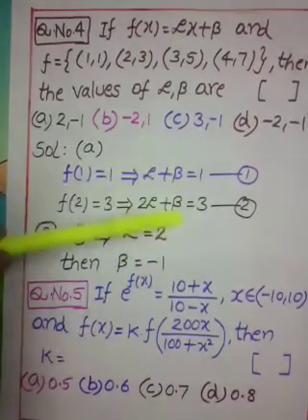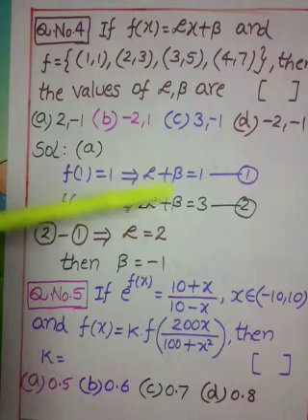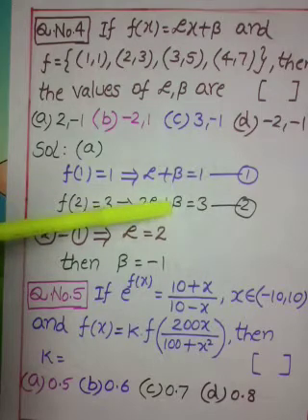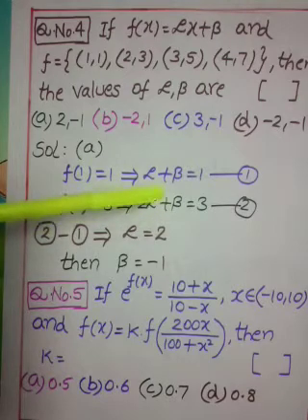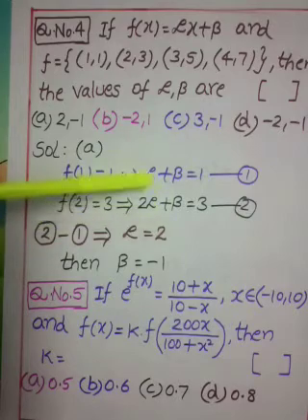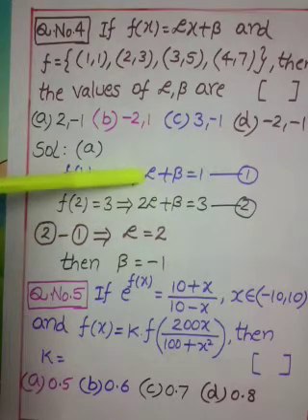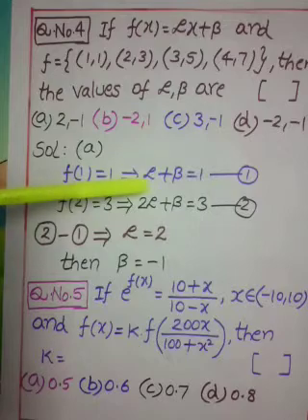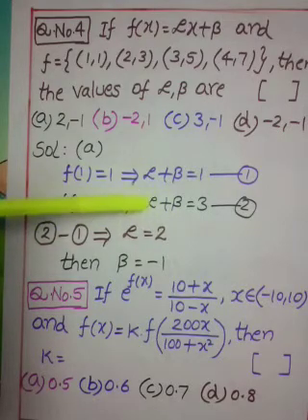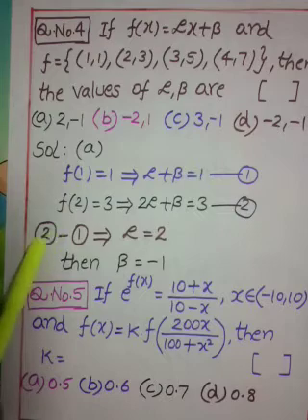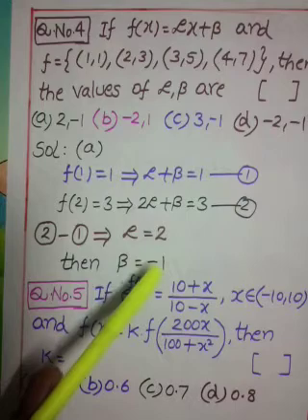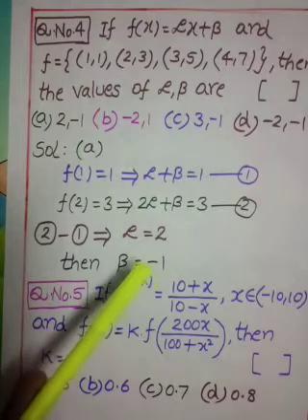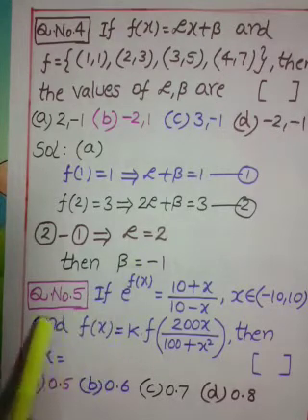Now, if you observe these two equations, these are linear equations in two variables. You have already studied in the 9th class and 10th class how to solve a pair of linear equations in two variables. Here also, these two equations are a pair of linear equations in two variables, namely alpha and beta. You have to solve them. By solving the first and second equations, we get alpha is equal to 2 and beta is equal to minus 1. Understood, my dear children? Right. Now come to question number 5.